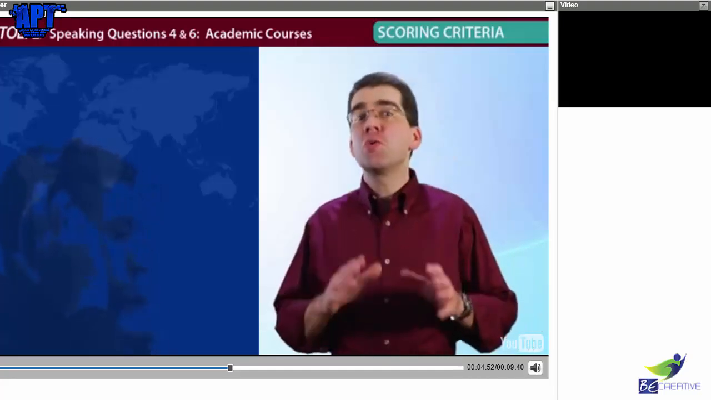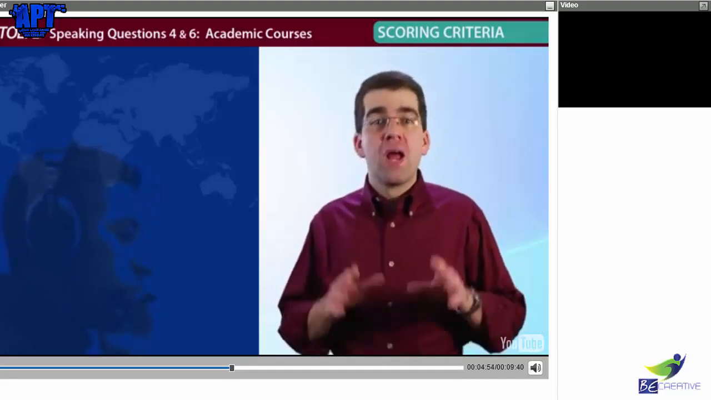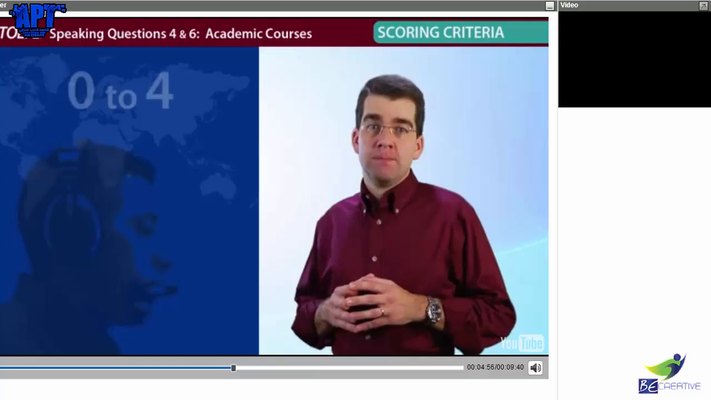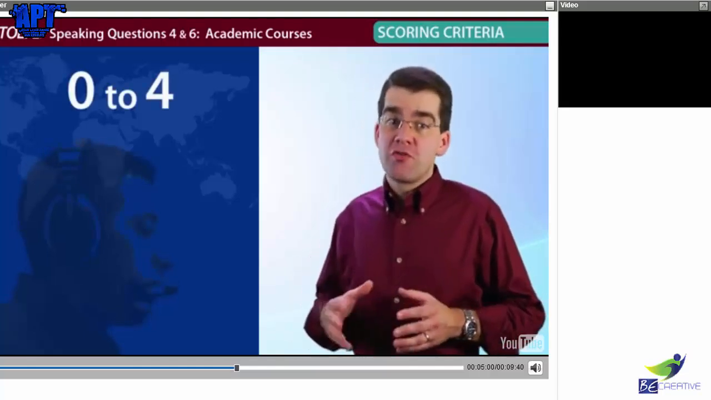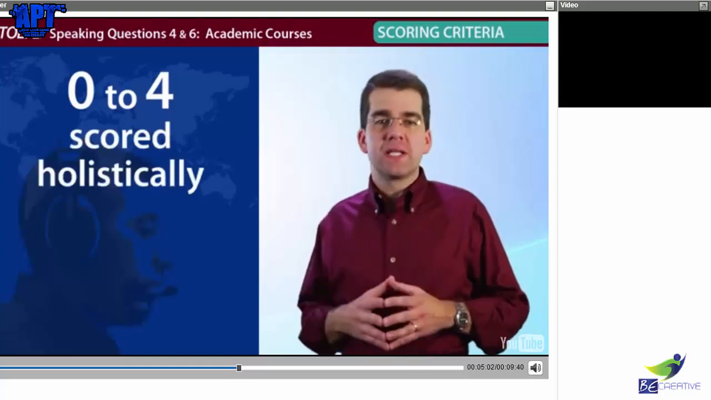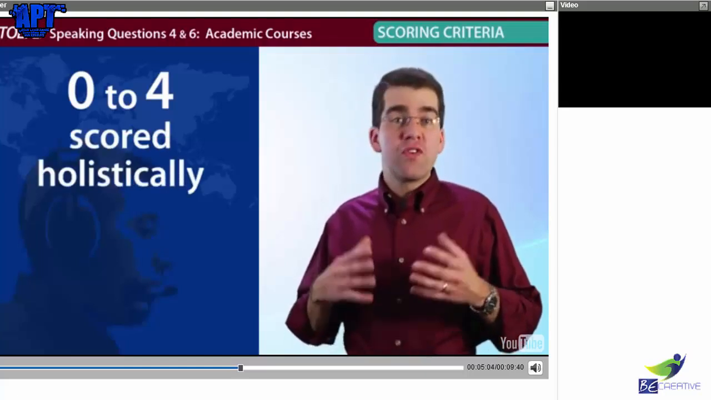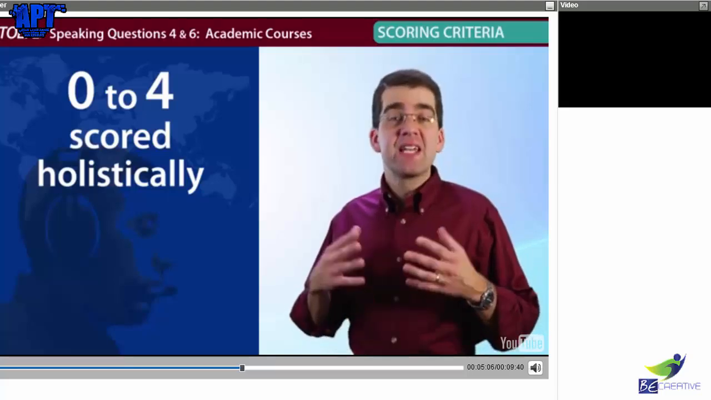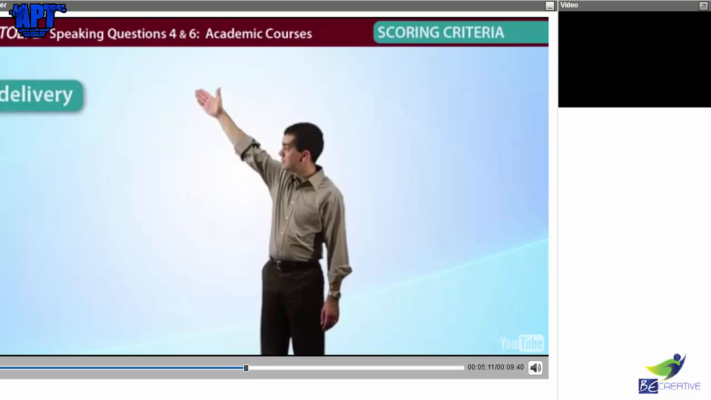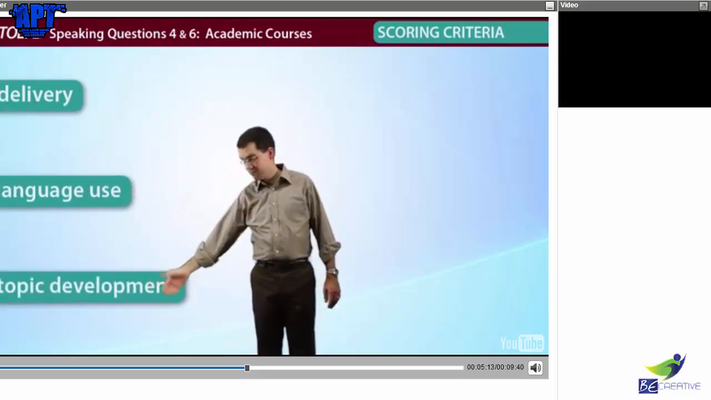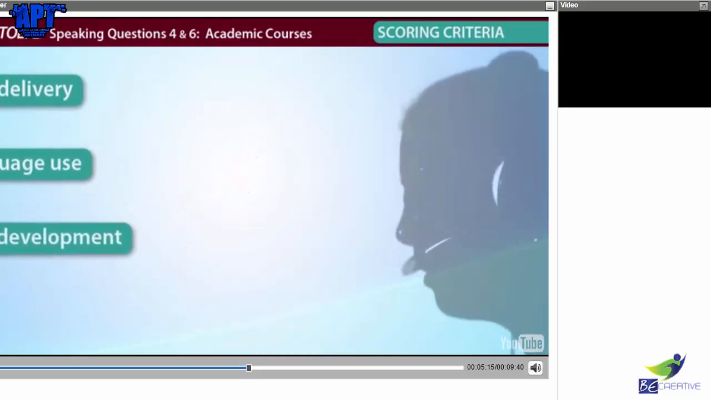Before the test, make sure you understand what the raters are looking for and how the questions are scored. In the speaking section, all 6 responses are scored on a scale from 0 to 4, and they're scored holistically, which means that the raters listen for various features in your response and then give it an overall score. Although there are some variations depending on the question, raters will be looking for three main things.